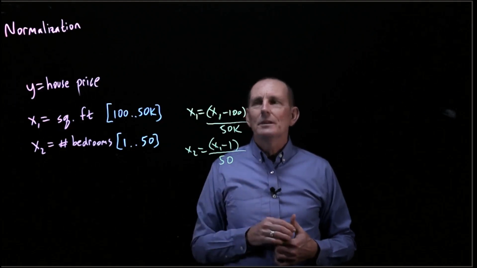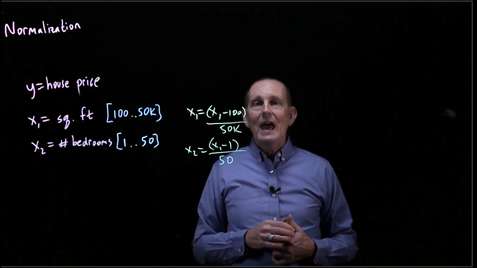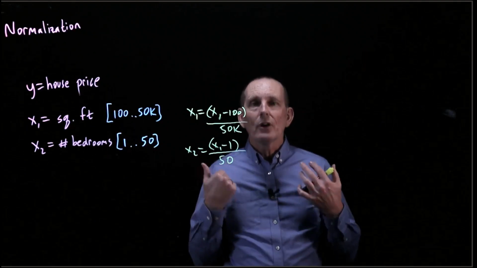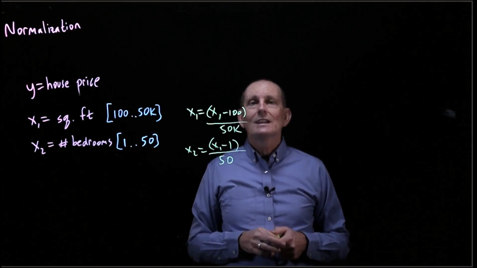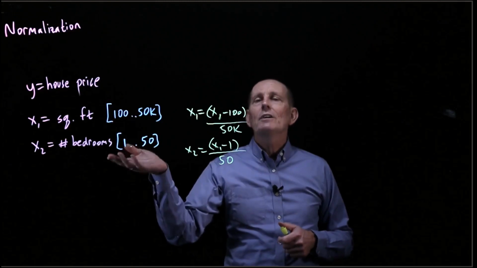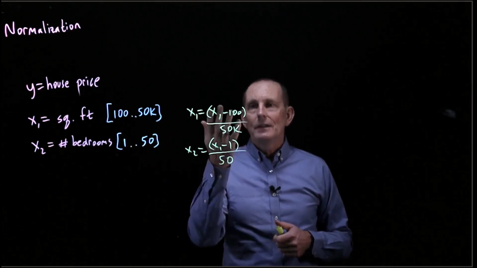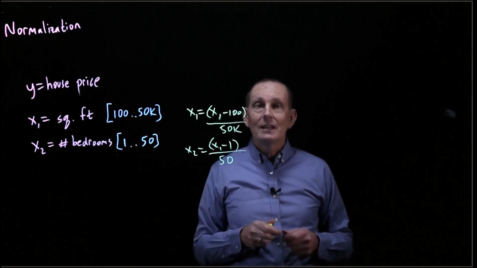There's a couple questions that come up on this, like how do we actually know this range? What if we don't have some a priori knowledge of what these ranges should be? Well, we could just look at the training set and look at the minimum value of x1, the maximum of x1, the minimum value of x2, and the maximum of x2, and then go ahead and do this conversion. So we're going to do this conversion on the training set.